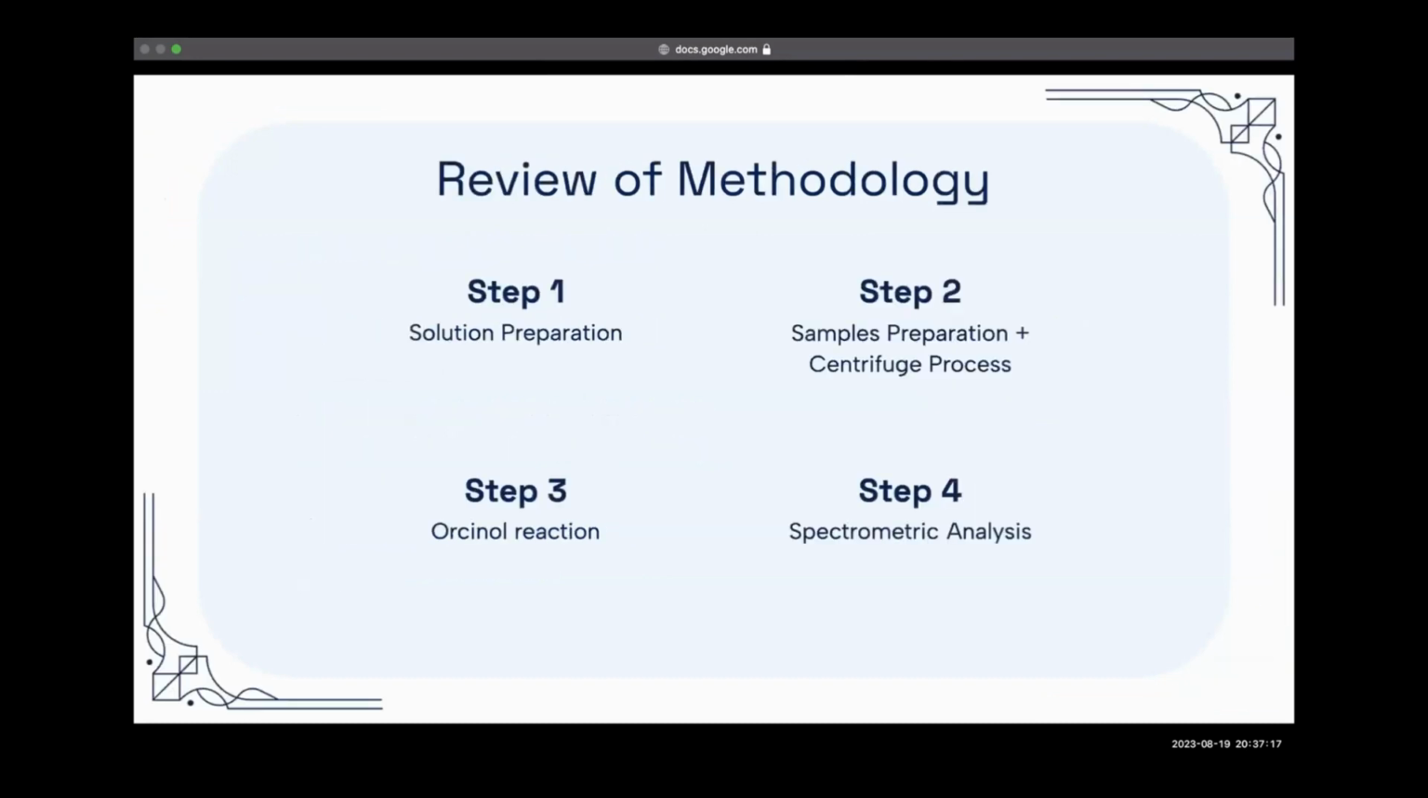Here's a review of the methodology: first we prepare the solutions, then we prepare the samples and centrifuge them, then we perform the Orcinol reaction, and then we use spectrophotometric analysis.